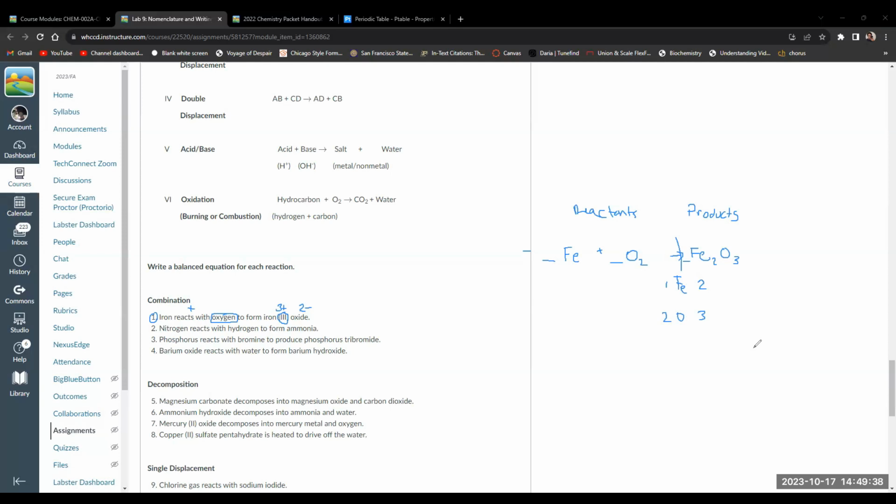So how would we balance this? So if we add a 2 here, that means now we have two irons on the reactants. We're still not done because the oxygens aren't balanced at all.